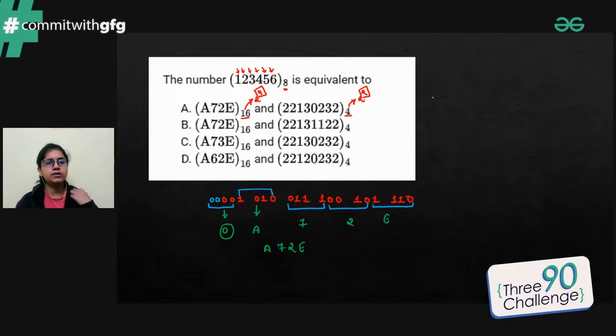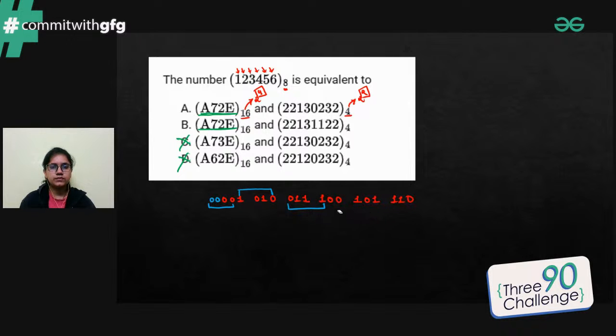Now let's eliminate the options. Okay, so A, 7, 2, E. So this and this, option C and option D, we eliminated. Now with the grouping of 2, we can know which of them are correct. So here itself, we will erase this and start to make groups of 2 now. Because for the base 4 we want, right?